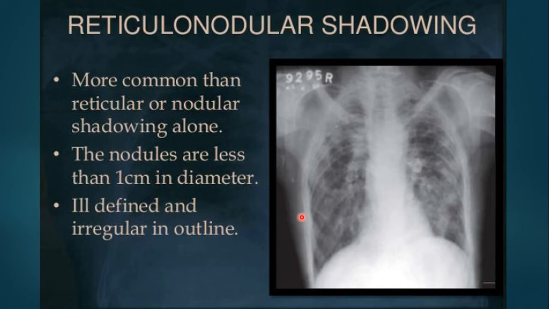If you can see, there is a reticular pattern here. This is a dirty chest. This is bilaterally reticular pattern, diffuse, scattered all over both lungs. And if you look carefully, you can see some nodules like here and here and here and here and here. This is a reticulonodular pattern. And this is more common than pure reticular or pure nodular.